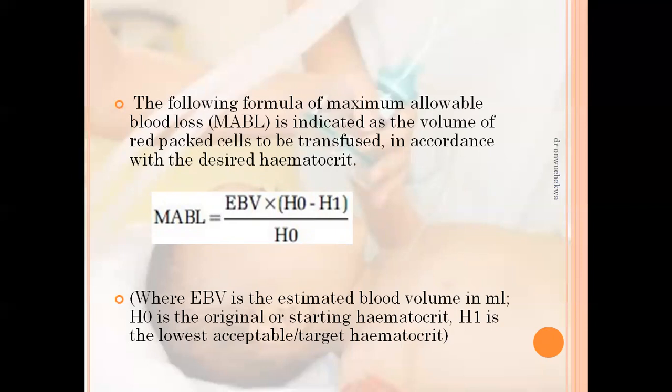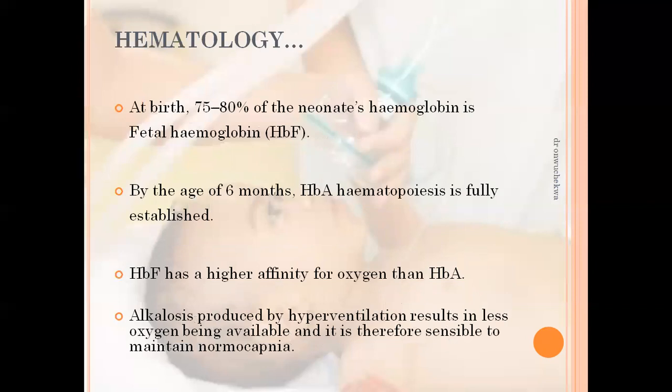The target for transfusion could vary in patients depending on the age and comorbidities. So at birth, 75 to 80% of the neonate's hemoglobin is fetal hemoglobin. By the age of 6 months, adult hematopoiesis is fully established.